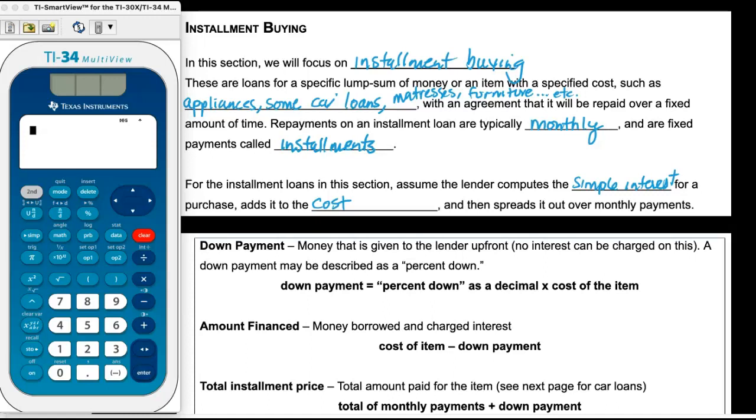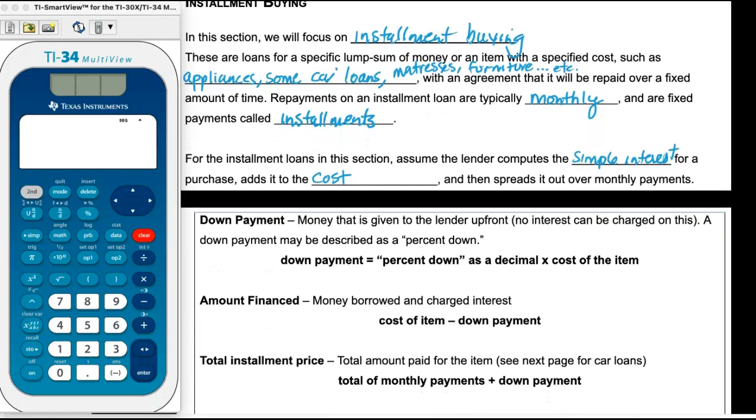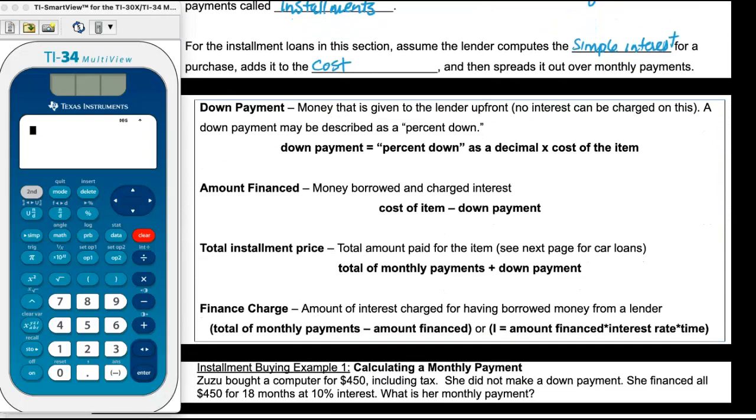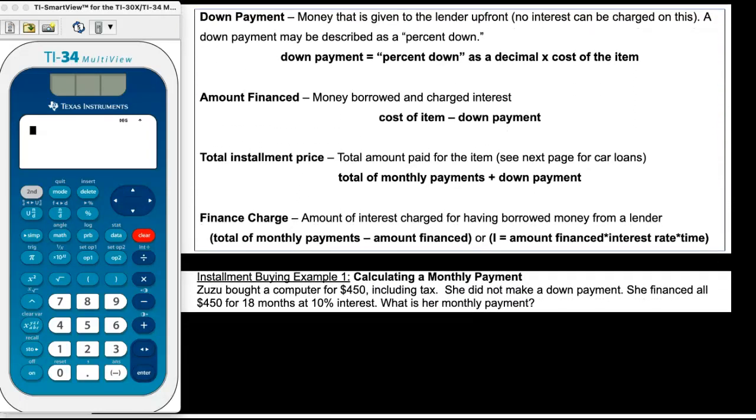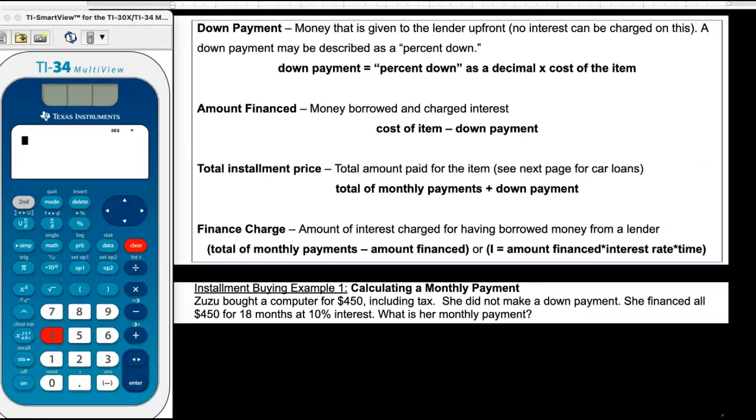Below you can see a list of some helpful formulas that we're going to use when we do some examples. I'm going to keep that handy while we do installment buying example 1. Zuzu bought a computer for $450, including tax. She did not make a down payment. She financed all $450 for 18 months at 10% interest. What is her monthly payment?